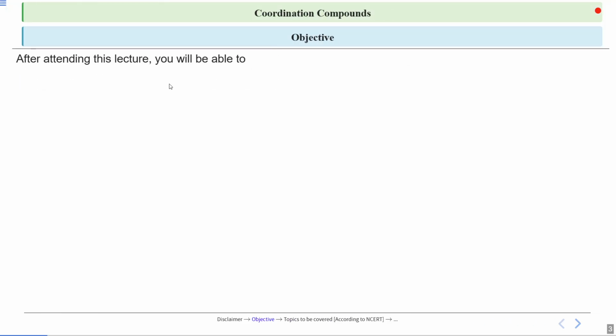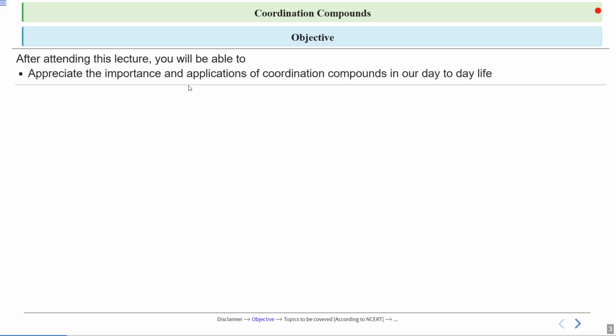Objective of today's lecture. After attending this lecture, you will be able to appreciate the importance and the applications of coordination compounds in our day-to-day life. So today we are going to discuss the importance and applications of coordination compounds.